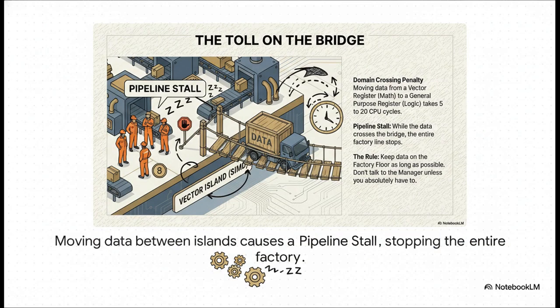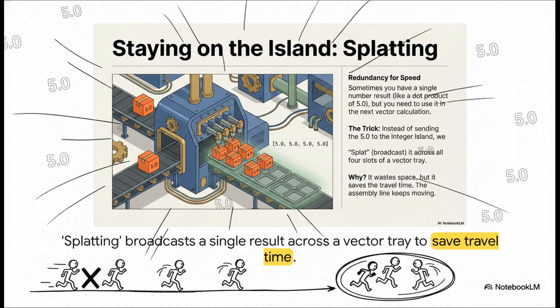So, remember our two islands? Well, moving data between them is incredibly expensive. Let's say you need to take just one number from the math factory over to the manager's cabin to make a decision. That data has to cross a physical bridge on the chip, and that trip can take anywhere from 5 to 20 CPU cycles. And while that data is in transit, the entire factory assembly line, the pipeline, just grinds to a halt. Everybody just stands around, waiting. It's a disaster.